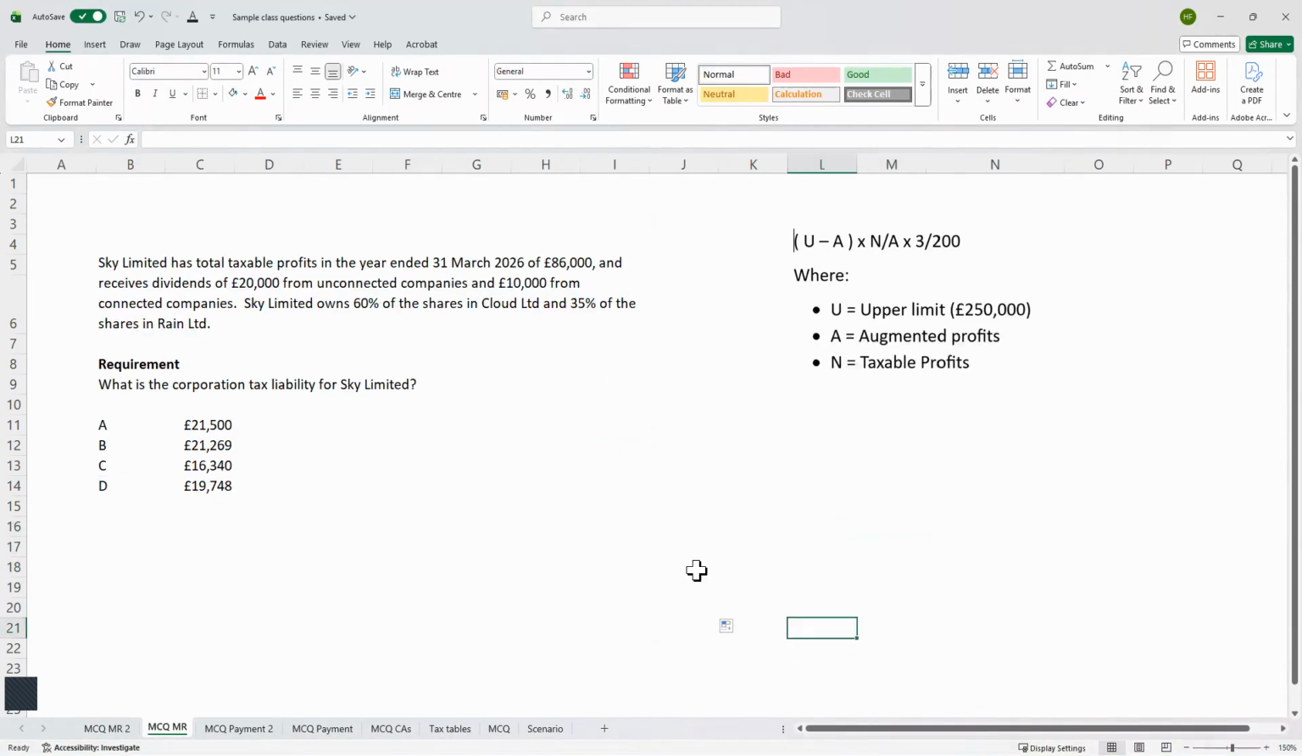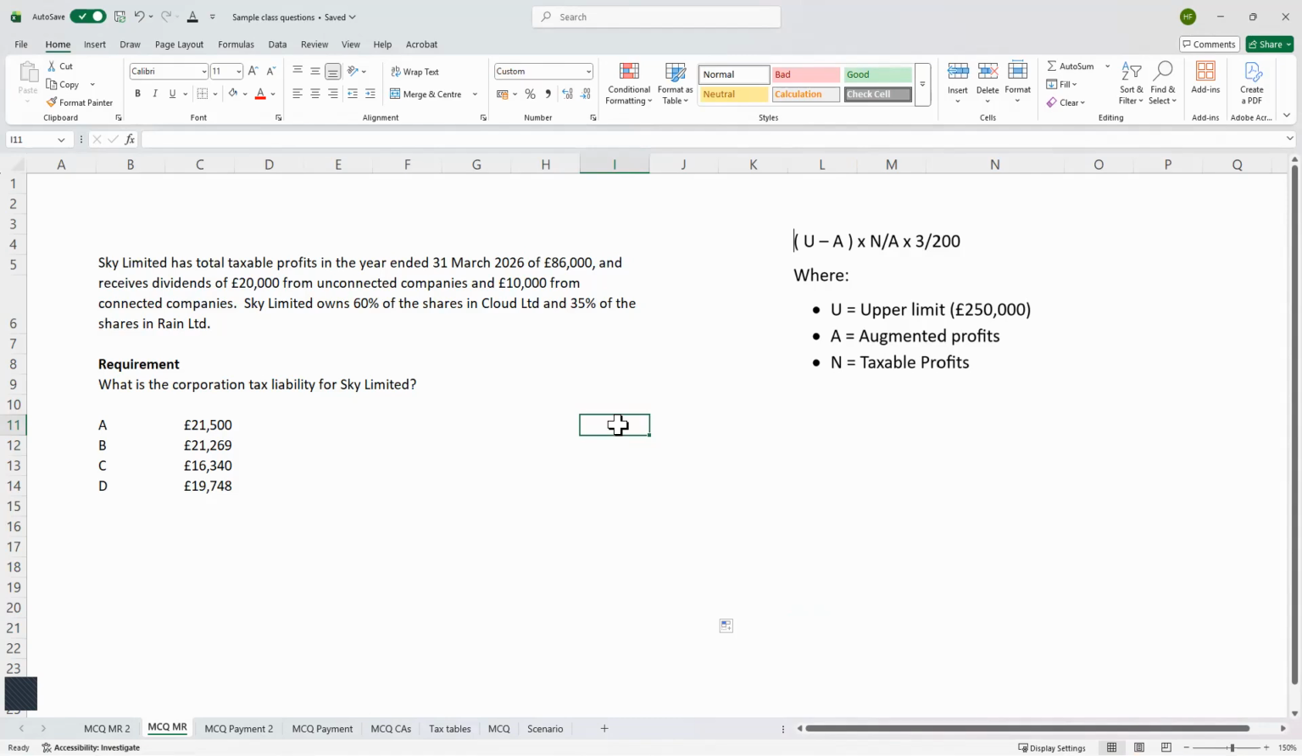Let's now look at this question. So the requirement, what is the corporation tax liability for Sky Limited? Sky Limited has total taxable profits in the year ended 31st of March 2026 of £86,000 and receives dividends of £20,000 from unconnected companies and £10,000 from connected companies. Sky Limited owns 60% of the shares in Cloud Limited and 35% of the shares in Rain Limited, and we need to work out the corporation tax liability.